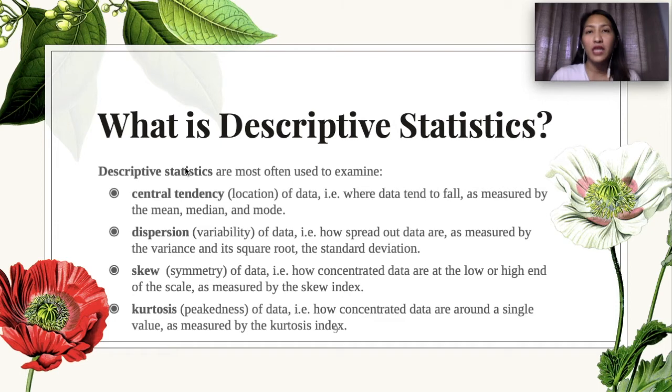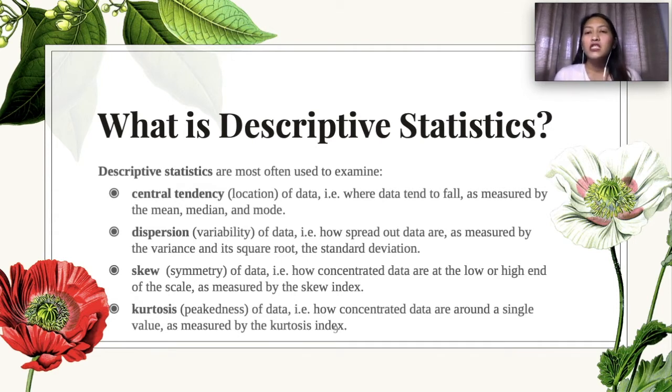So, may iba't ibang uri ng descriptive statistics. Yung kanina, medyo nakita na natin, which is the central tendency. Yung central tendency, ito yung minimeasure yung location ng data mo. Saan ba yung center ng data mo? Where data tend to fall. Yung karamihan ng data mo, dun siya nagpo-fall. So, that's central tendency. Ang dispersion naman, ito yung minimeasure yung variability ng data. Kung gaano ka-spread out yung data mo, kung gaano siya ka-vary, kung gaano siya nagkaka-iba-iba. So, ito yung minimeasure ng variance at saka ng standard deviation.